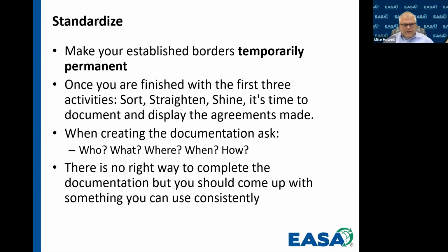And once we've finished sort, straighten, and shine, we've got to document the agreements that have been made between everyone in the organization. And when you're looking at a way to document a work instruction, you always want to ask some simple questions like who, what, where, when, and how. For any task, if you can answer those questions, you've got it documented okay. It's not going to be a 100-page book. It needs to be a one-page, easy to read process that you can post up in a work area, and it's just clear who's responsible and when it's done and how often, etc.